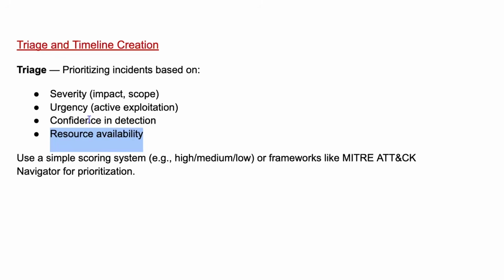This cannot be opinion-based and it cannot be preference-based. There needs to be a scoring system that is used by every single person in the Security Operations Center, and everybody should be doing this in a uniform manner. So, for example, is this a high, medium, or low severity? Do we need to take care of this right now? Is it high on the triage list or is it low on the triage list? Or are you going to use a framework like MITRE ATT&CK Navigator to prioritize something?